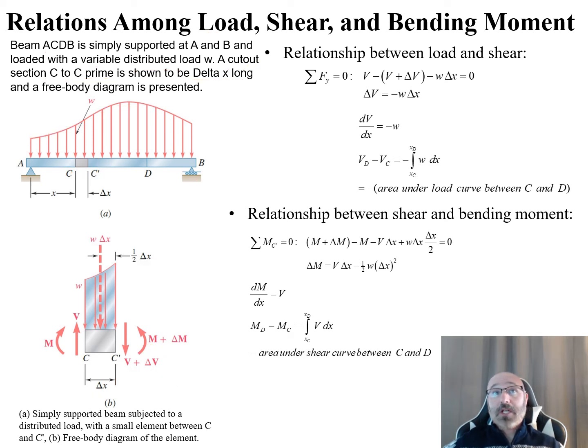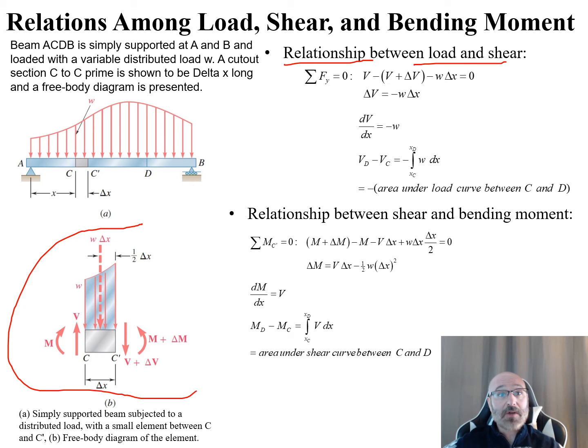So now let's first take a look at this relationship between our load and our shear. In order to do this, we're going to use this free body diagram that we see down here in part B of this figure, where this is the free body diagram of that section that we pulled out from C to C prime. And first, if we're talking about the relationship between the load and shear, let's take a look at the summation of our forces in the y direction. The summation of forces in the y direction equals 0 from our equilibrium analysis.